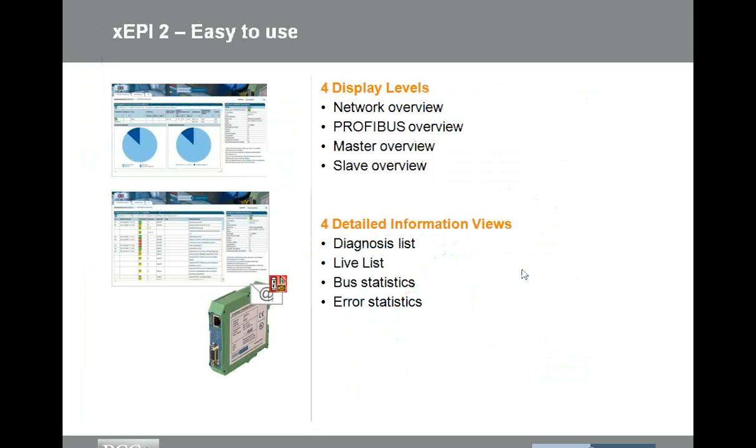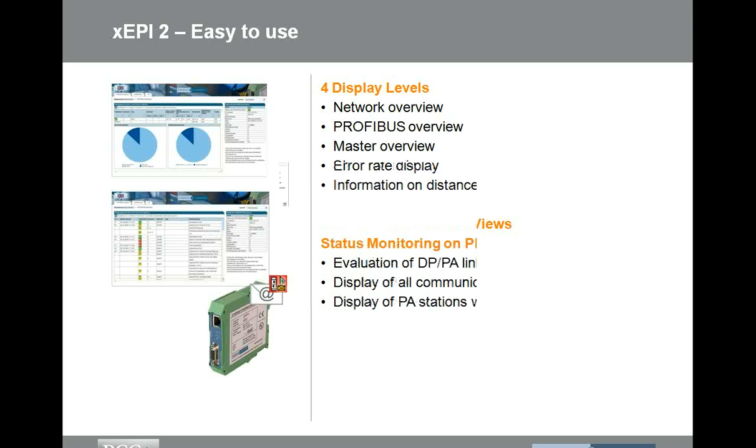The idea behind the tool is that it's a simple, quick, easy way to get at the data. So there's 4 levels of display: a network overview, a Profibus overview, a master overview, and a slave overview. And then we have 4 detailed information views: the diagnostic list, a live list, bus statistics, and error statistics. And I'll show those in the live demo here in just a little bit.